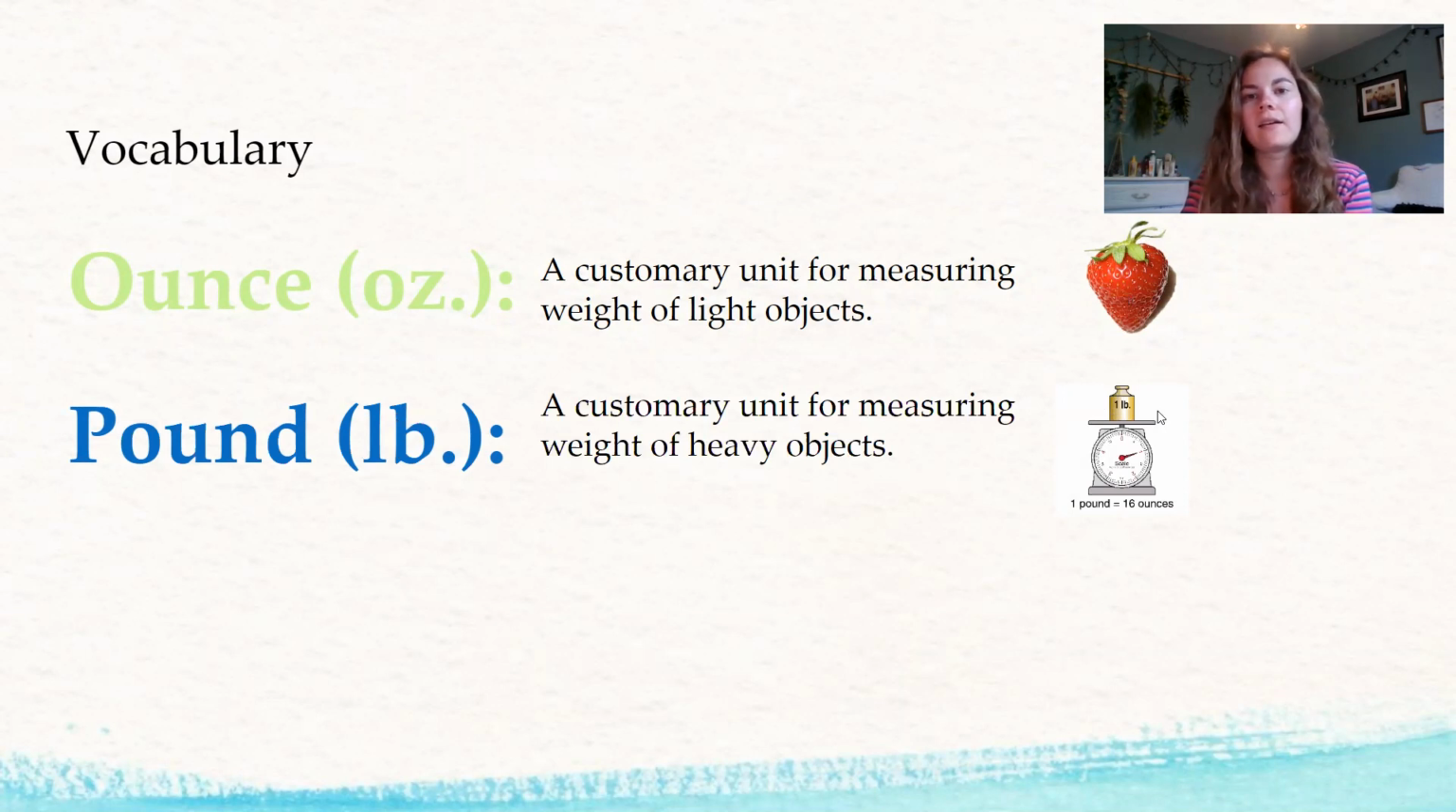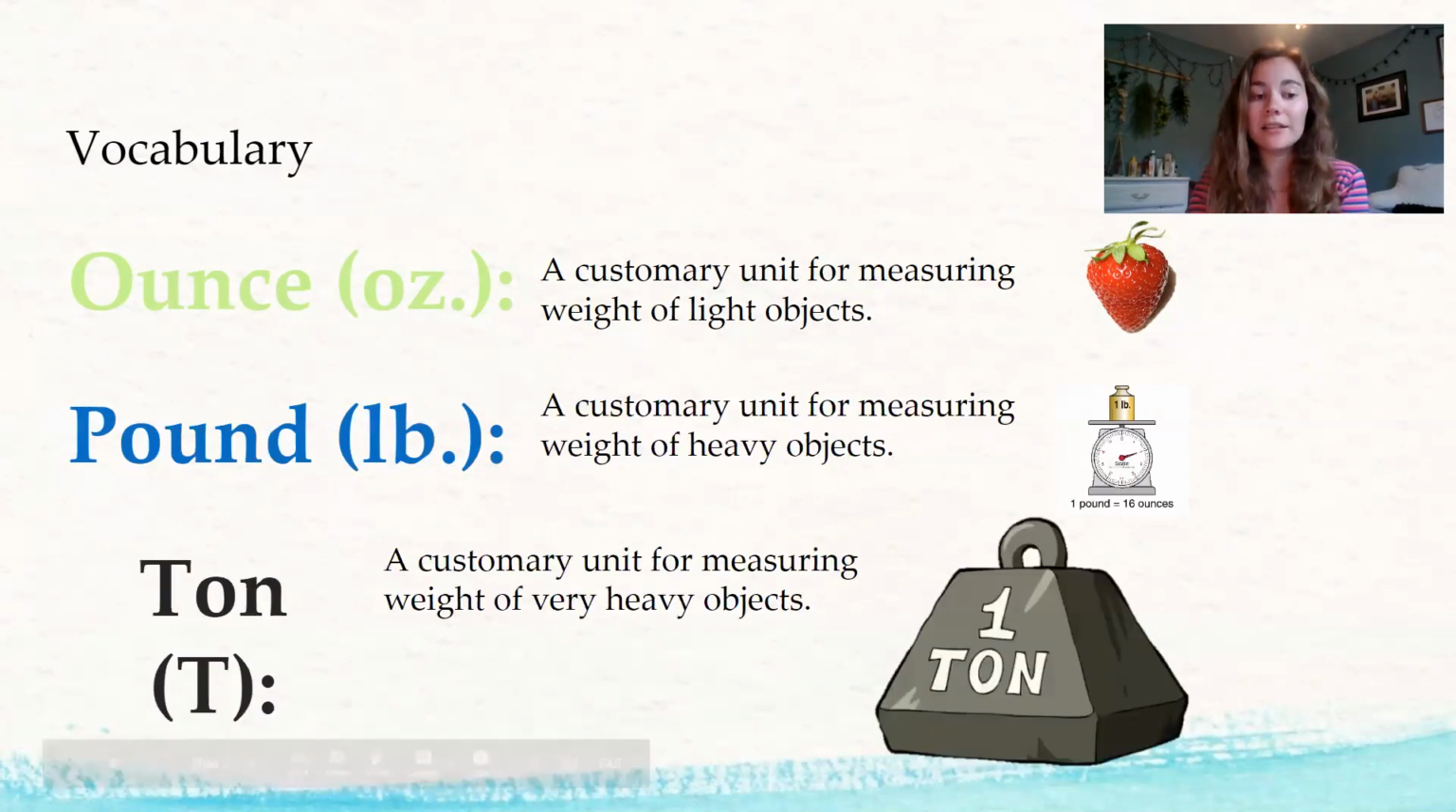So if I had my dog, he would be too heavy for ounces, so I would weigh him in pounds. And a ton, abbreviated with T, is a customary unit for measuring weight of very heavy objects.